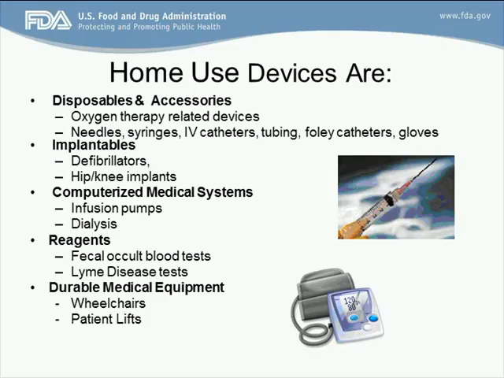The disposables and accessories are part of this. This is looking at your syringes, your IV catheters, your oxygen therapy. You have your implantables, and those are becoming more and more frequent, and it's anything from the shunts to the defibrillators to the left ventricular assist devices and the implants. And you have your computerized medical systems, and those include infusion pumps and dialysis and some of your glucose meters and some of the other things where you have to program something in. And you're also looking at reagents, such as your fecal occult blood tests and your Lyme disease, pregnancy tests, and don't forget your mobile medical apps.